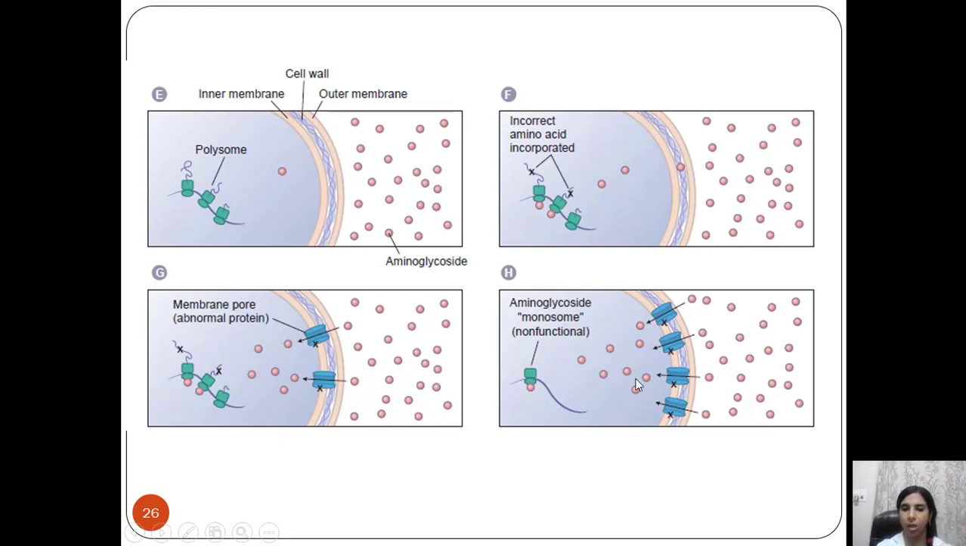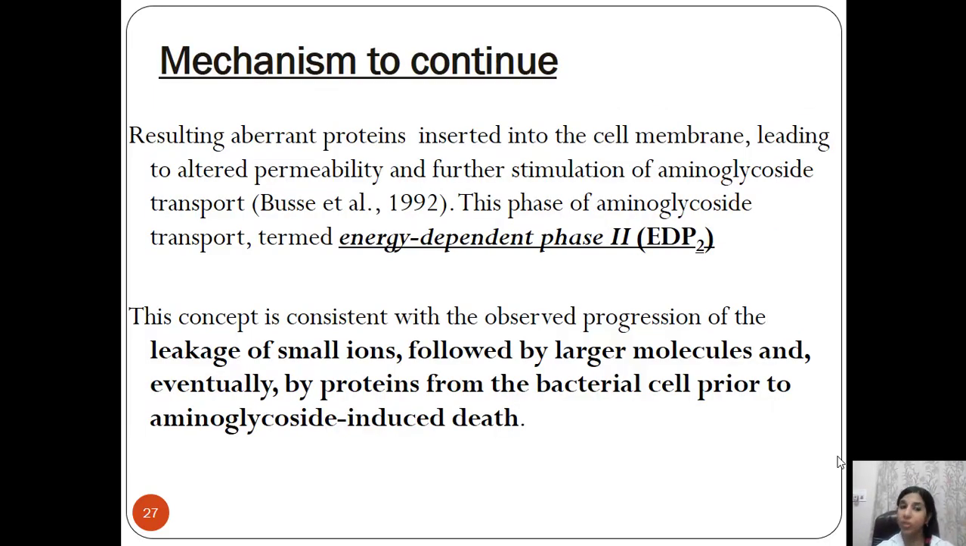So aminoglycosides cause abnormal initiation complexes, which is shown here, and it's called an aminoglycoside monosome, students, or it is also called streptomycin monosome. The choice is yours whether you want to remember aminoglycoside monosome or streptomycin monosome. It means the same. So the resulting aberrant proteins inserted into the cell membrane lead to altered permeability and further stimulation of aminoglycoside transport. So more and more aminoglycoside molecules get inside, and this process is called energy dependent phase 2.